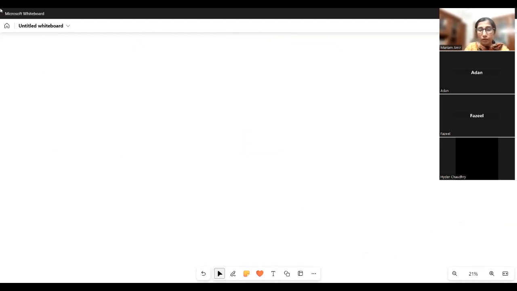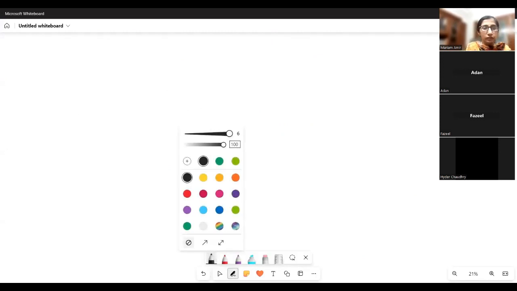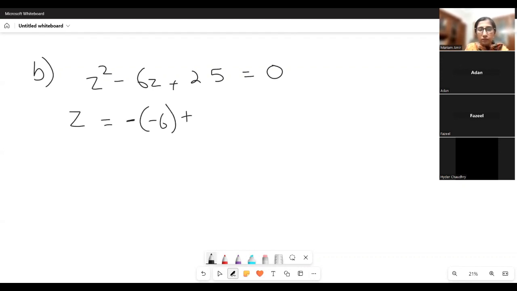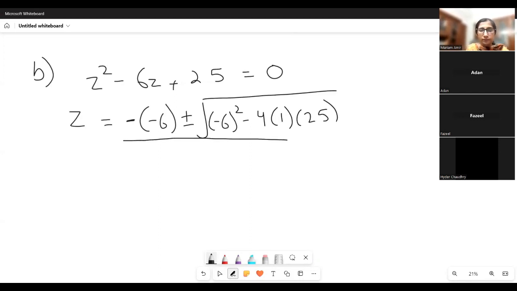Part B, which is c square minus 6c plus 25 equals 0. So again, you might try to factorize this. You won't be able to do that. So you move on to using the quadratic formula, which would be minus b plus minus square root of b whole square minus 4ac upon 2a.